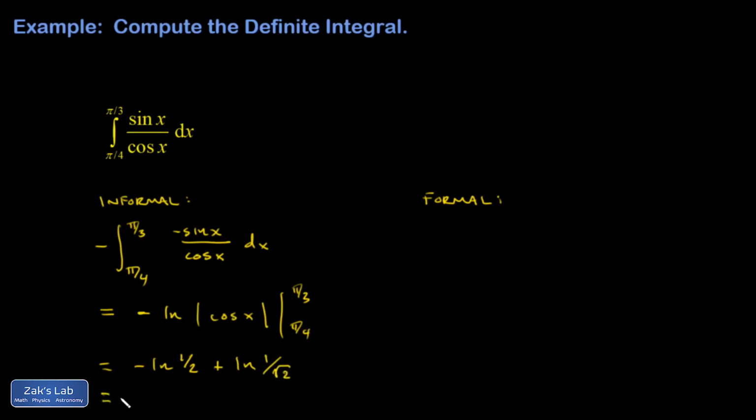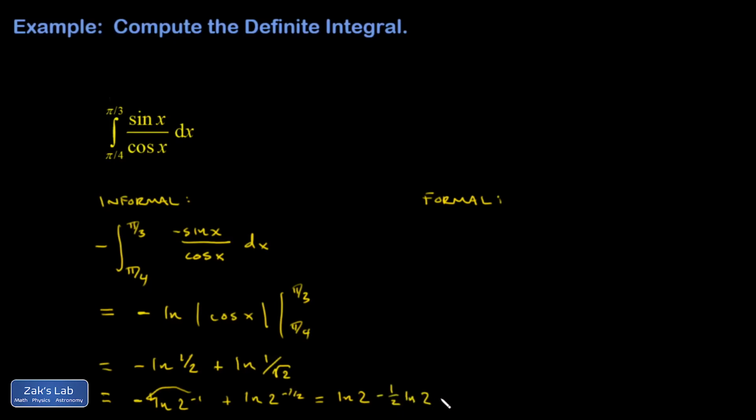This gives us an opportunity to play around with log rules to make the answer look nicer. So I'm just going to do that real quick. I get negative natural log 2 to the -1, and then I'll use the power rule on that. And then this one, natural log 2 to the -1/2. So bring down this power out in front, and I get natural log 2. Bring down this power in front, and I get -1/2 natural log of 2.